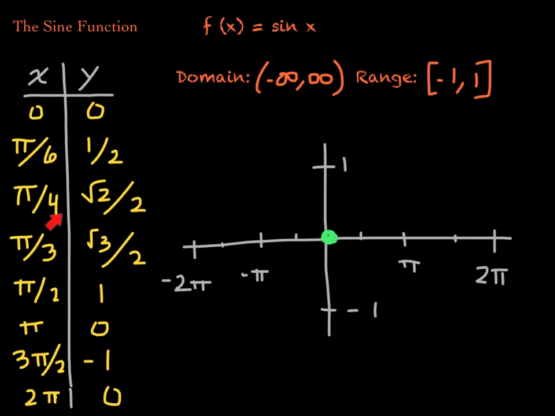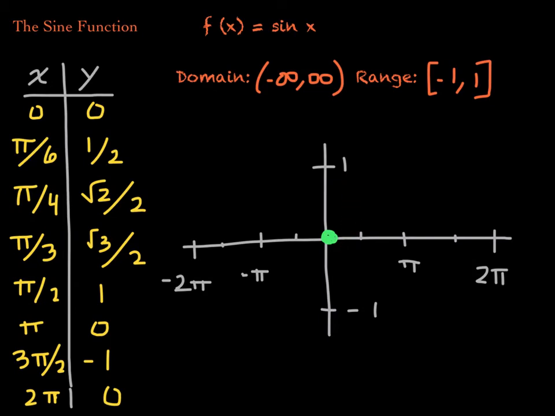Pi over 4, root 2 over 2. If this is pi over 2, pi over 4 is right in the middle, and you're at root 2 over 2, a little bit higher, right? Pi over 3, if this is pi over 2, then pi over 3 is right here, a little bit closer to pi over 2. And now you're even higher, you're at root 3 over 2, right? You're getting really close to 1. You finally get 1 as an output when you consider pi over 2. This is pi over 2, and the output is 1.